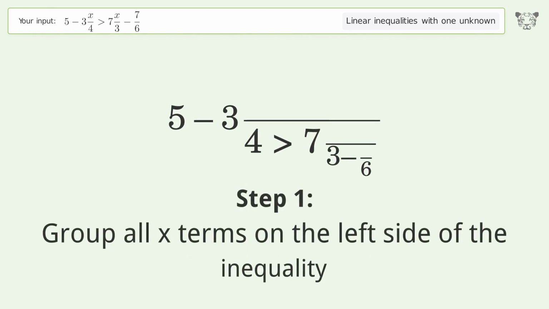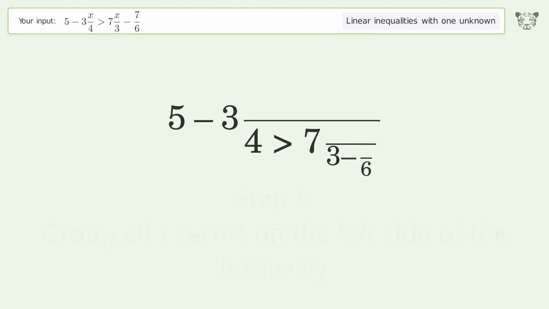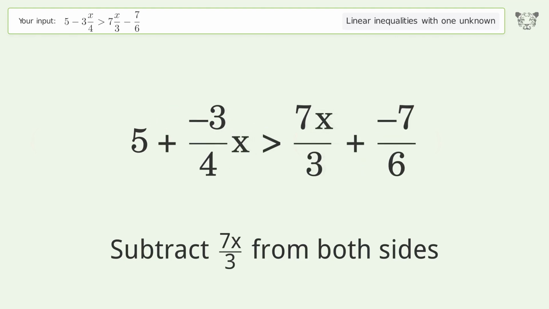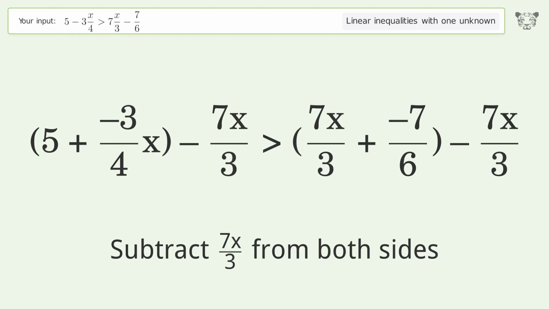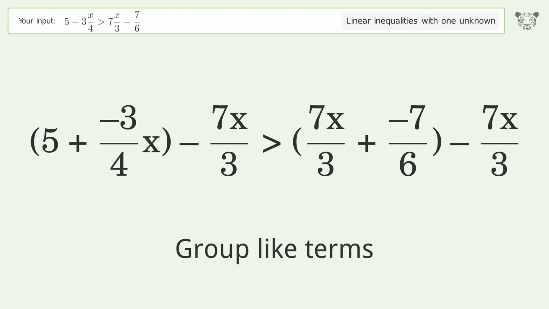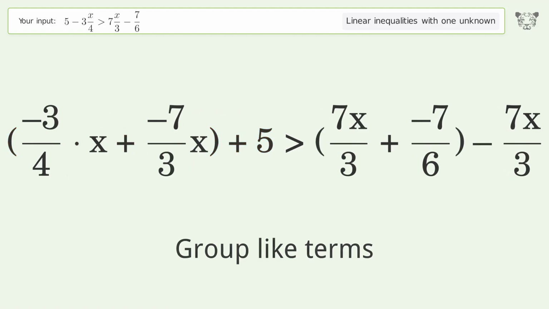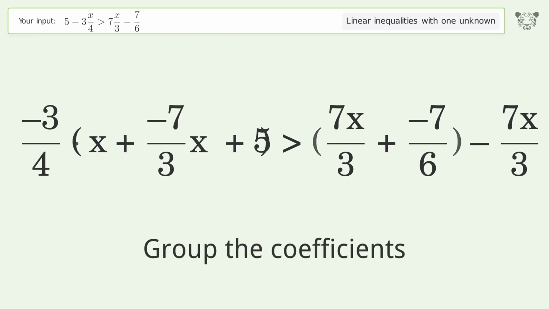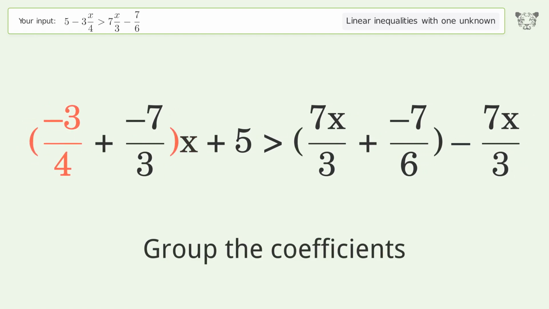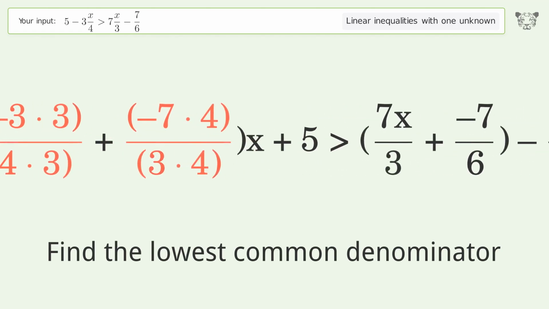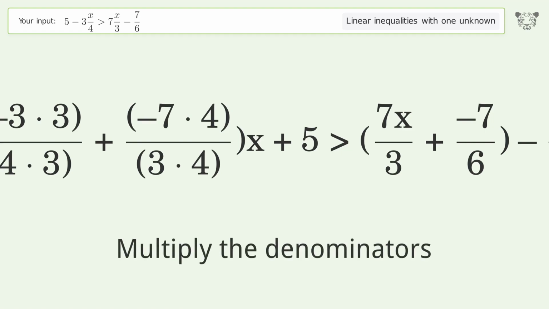Group all x terms on the left side of the inequality. Subtract 7x over 3 from both sides. Group like terms. Group the coefficients. Find the lowest common denominator. Multiply the denominators.